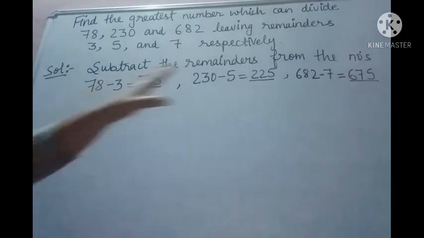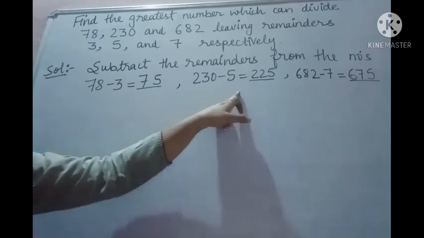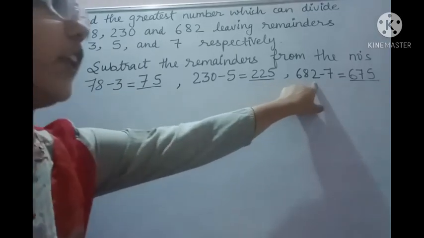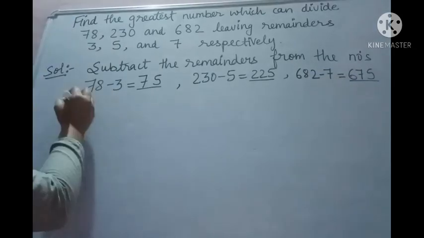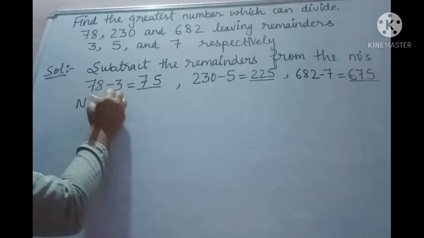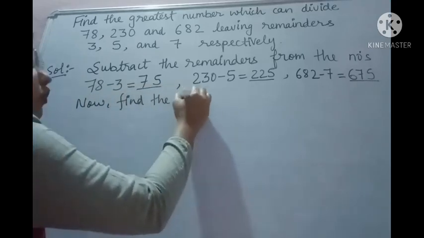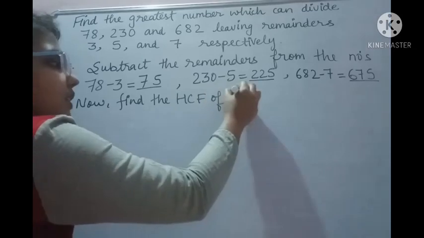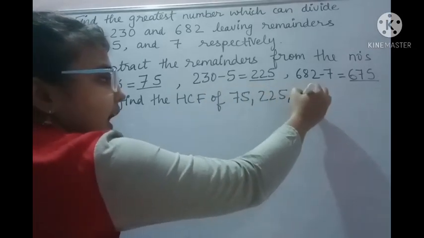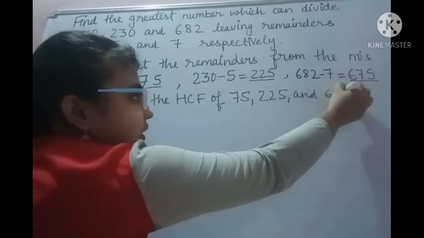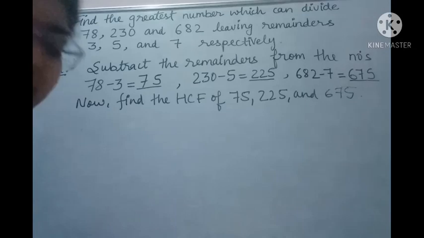I just subtracted the numbers. 78 minus 3 is equal to 75. 230 minus 5 is 225. 682 minus 7 is 675. Now what you need to do is find the HCF of 75, 225 and 675. You can use any of the methods to find this HCF.